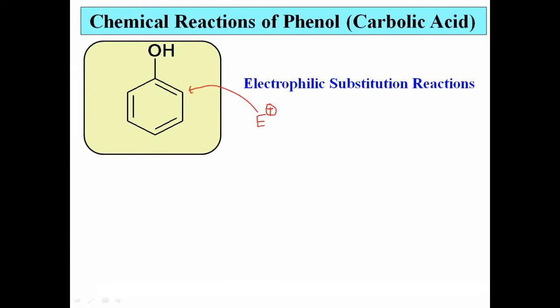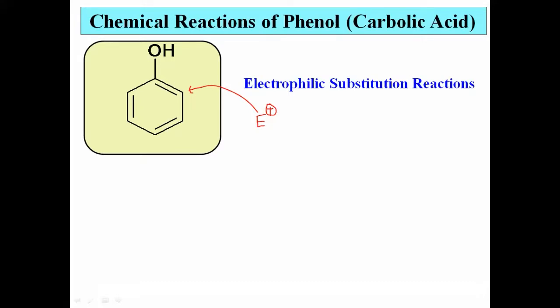What is meant by electrophilic substitution reaction? The substitution reaction in which an atom or group from the molecule is replaced by an electrophile is called electrophilic substitution. This is the characteristic property of phenol.